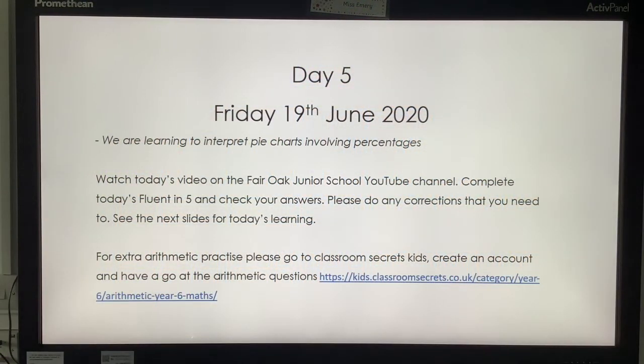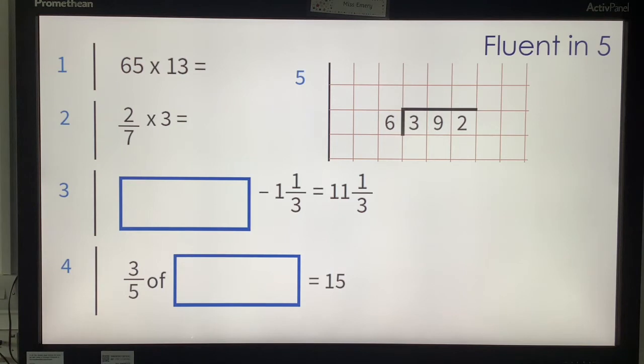Welcome to the last video for this week. We are going to continue today looking at interpreting pie charts involving percentages. So I'd like to pause the video and have a go at your Fluent in 5.